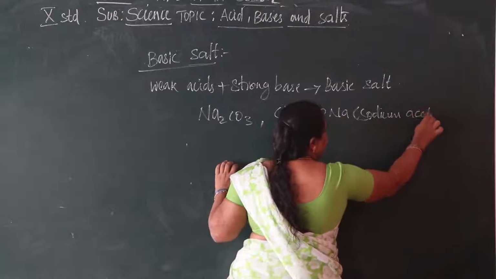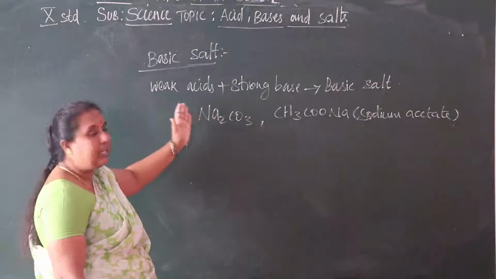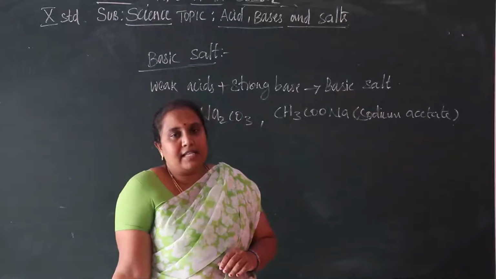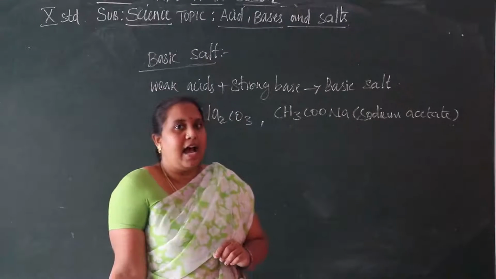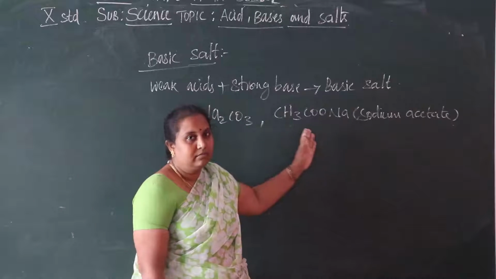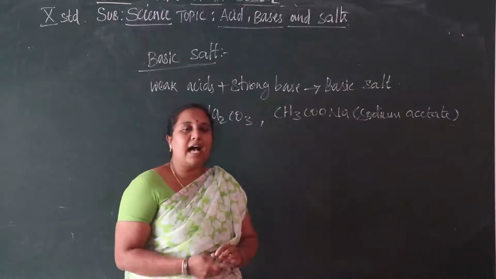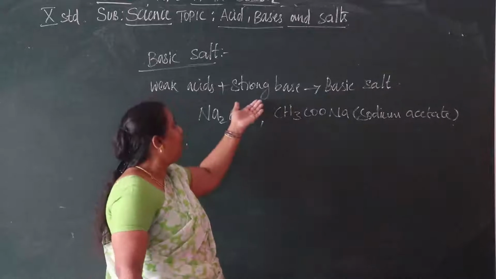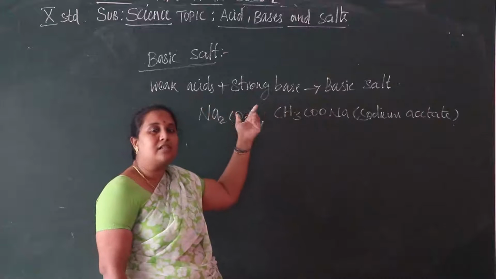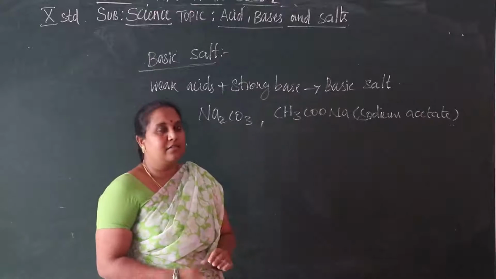Here we are using weak acids. What are the weak acids here? We are taking carbonic acid and acetic acid to form these two basic salts. Strong bases neutralize the weak acids fully to form a basic salt here.